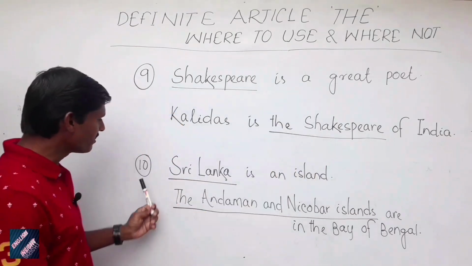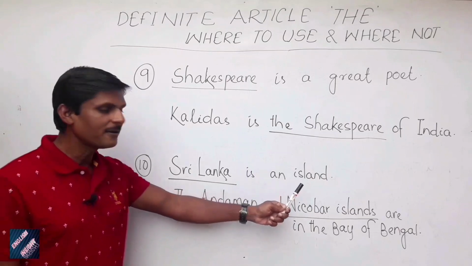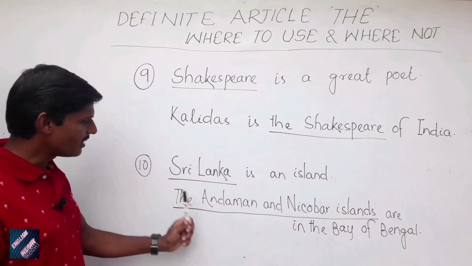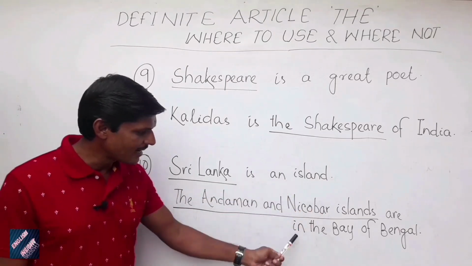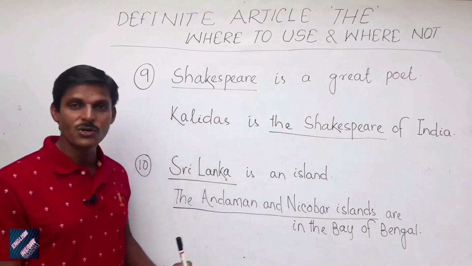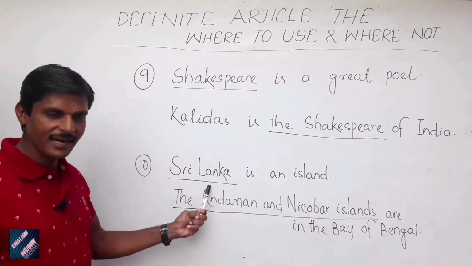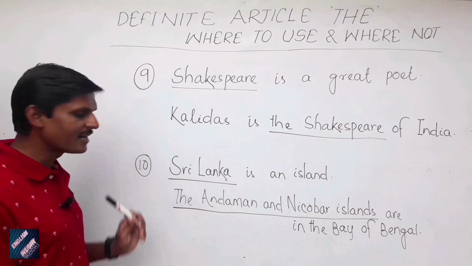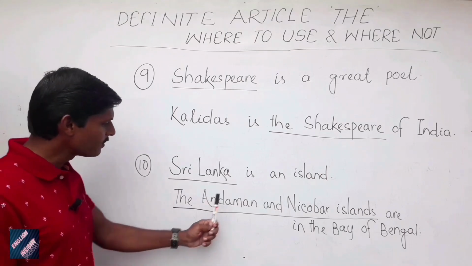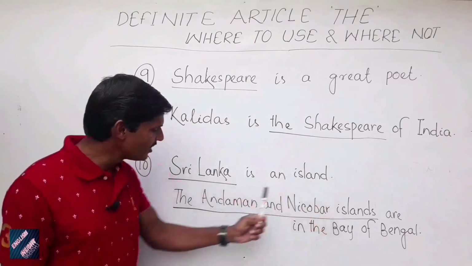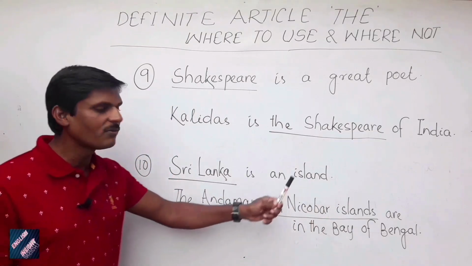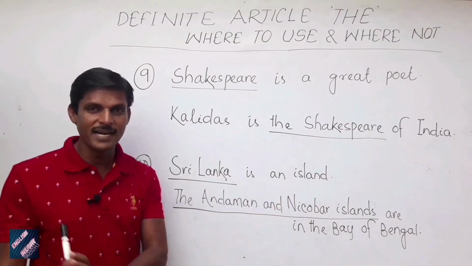We'll come to pair number 10. Sri Lanka is an island. The second sentence is, the Andaman and Nicobar Islands are in the Bay of Bengal. So, here, Sri Lanka is an island. The is not used before it. But here, the Andaman and Nicobar Islands, here, the is used before Andaman and Nicobar Islands. Some rule is behind that.